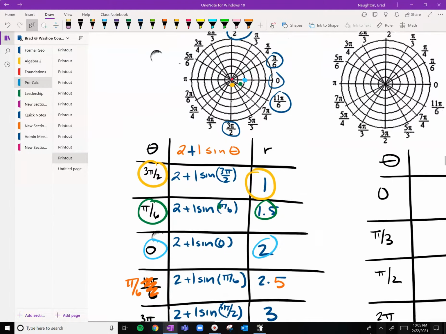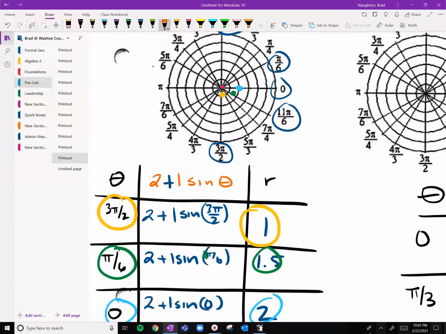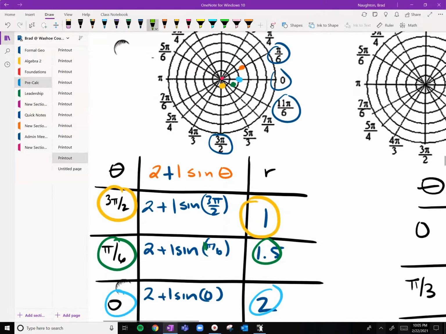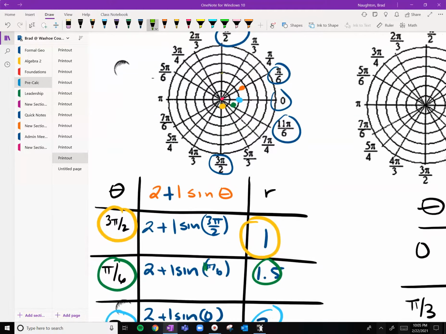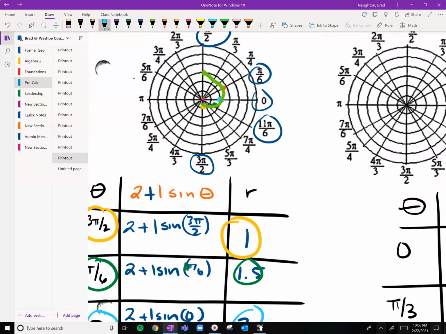Apologize here, but the good news is that we're going to get through it. So 2.5, and then the last one here is going to be at 3. 1, 2, 3. So you can see how it's starting to look kind of like a heart with my little dimple, and then symmetric on the other side.